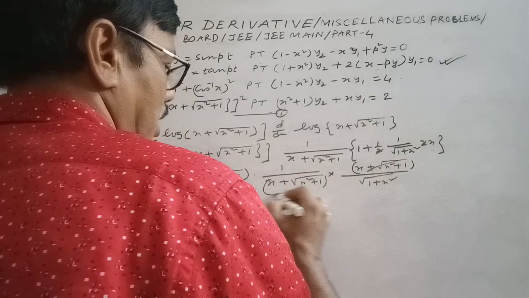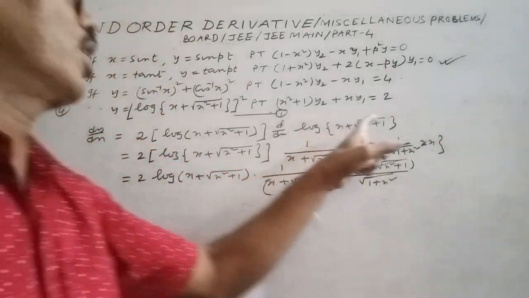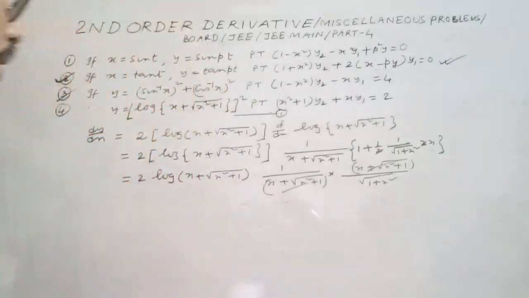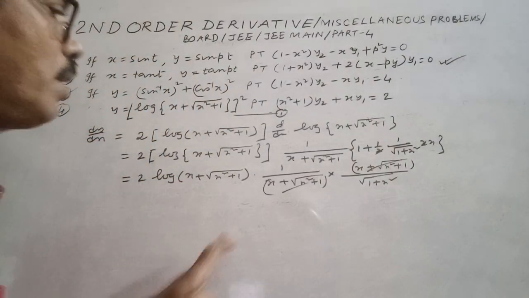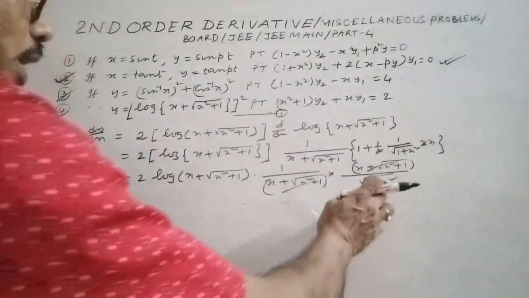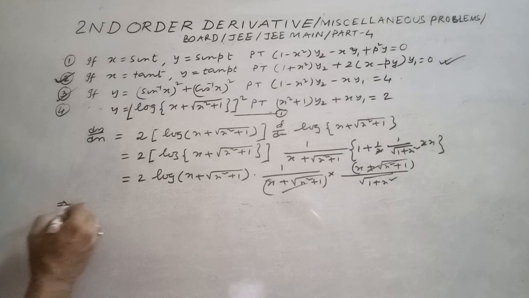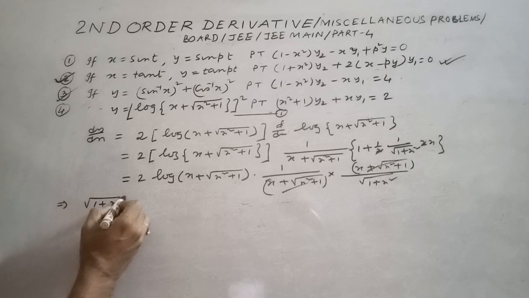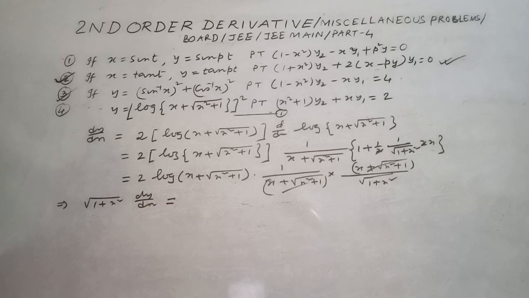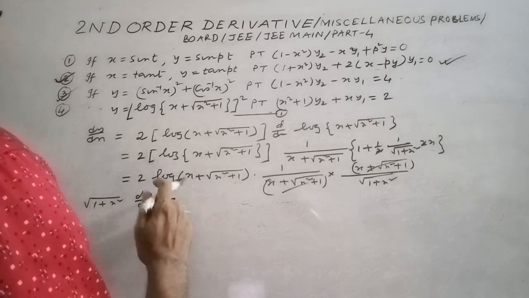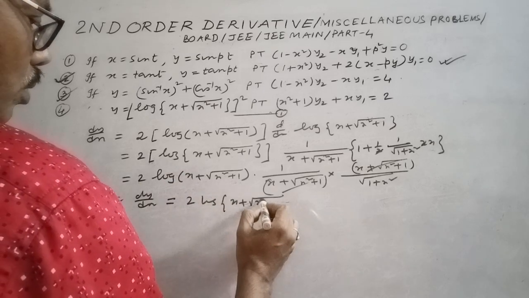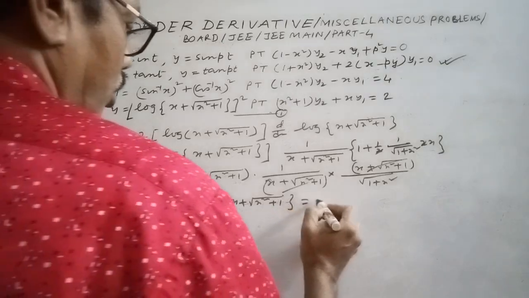So this is to be noted. The derivative of log simplifies to 1 by root over 1 plus x square. Now 1 plus x square is in the denominator, so try to avoid the denominator. That is why we are writing it as 1 plus x square into dy by dx. This is 2 log x plus root over x square plus 1.